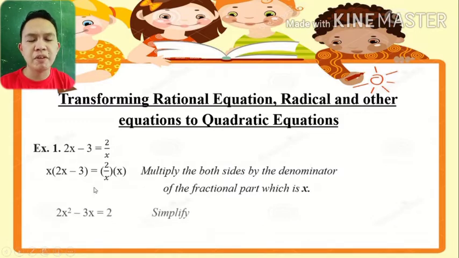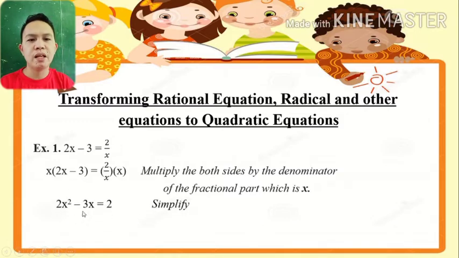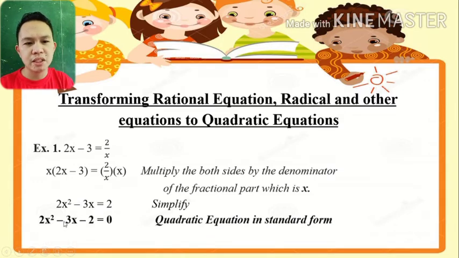Pangalawang step is simplify. Simplify natin, we will have 2x squared. Paano naging 2x squared? Kasi x times 2x is 2x squared. x times negative 3 is negative 3x. Ito, automatically, cancel mo si x, i-cancel mo rin yung x sa denominator. Ang matitira ay 2. So, ito yung simplified form. Pero we will arrange that one into the standard form. So, we will have 2x squared minus 3x, transpose positive 2, magiging negative 2. So, ito na yung standard form.